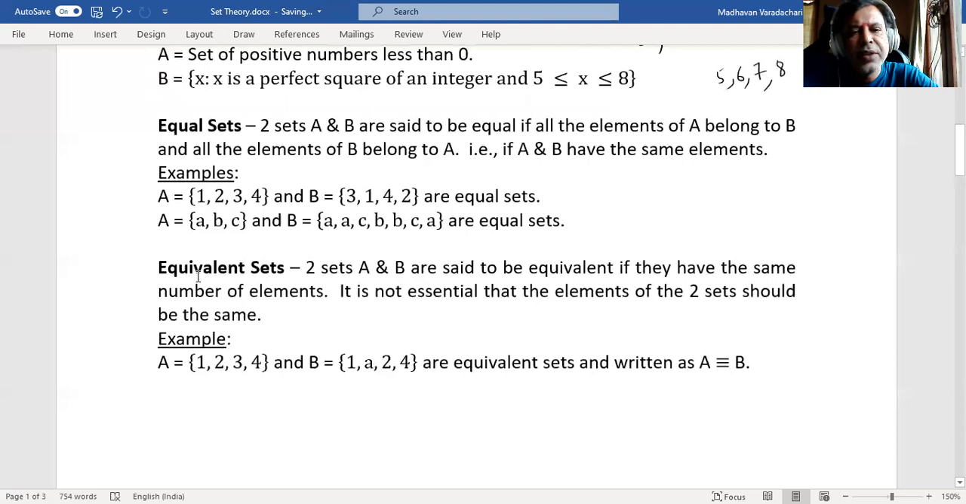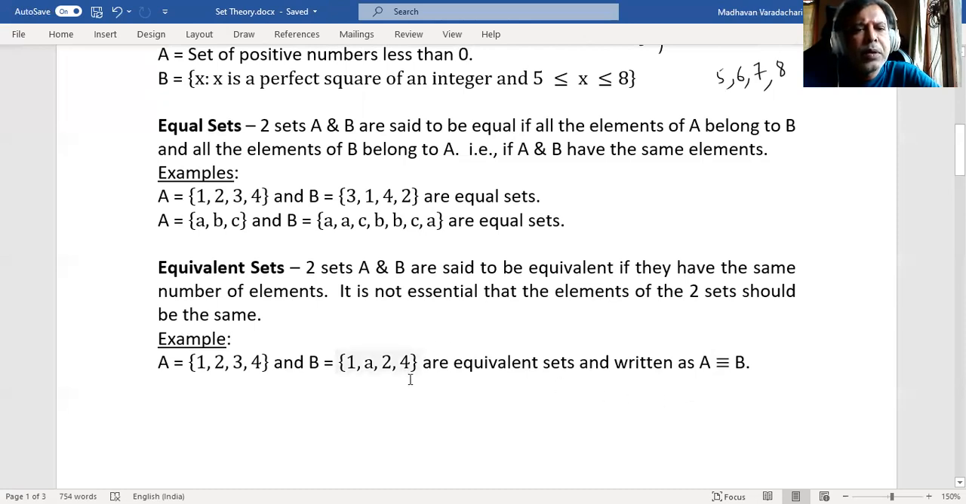Next is equivalent sets. Two sets A and B are said to be equivalent if they have the same number of elements. It is not about what the elements are, it is about the count of the elements. It is not essential that the elements of the two sets should be the same. For example, A equal to 1, 2, 3, 4, B equal to 1, small a, 2 and 4. This has a count of 4, and this also has a count of 4. So I can say A and B are equivalent sets. Generally, you use the notation of a triple horizontal line, A equivalent to B.